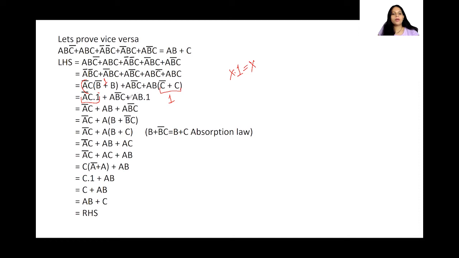So I'm going to write AB here, AB bar C will be just like that. I'm going to write it, so reshuffling and writing it. Right, now here A bar C remains constant, and I'm going to take out A common here. So I'm left with B plus B bar C.